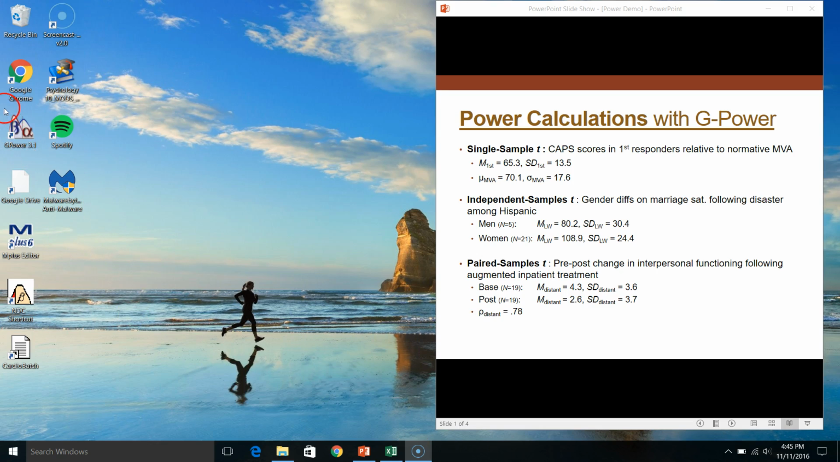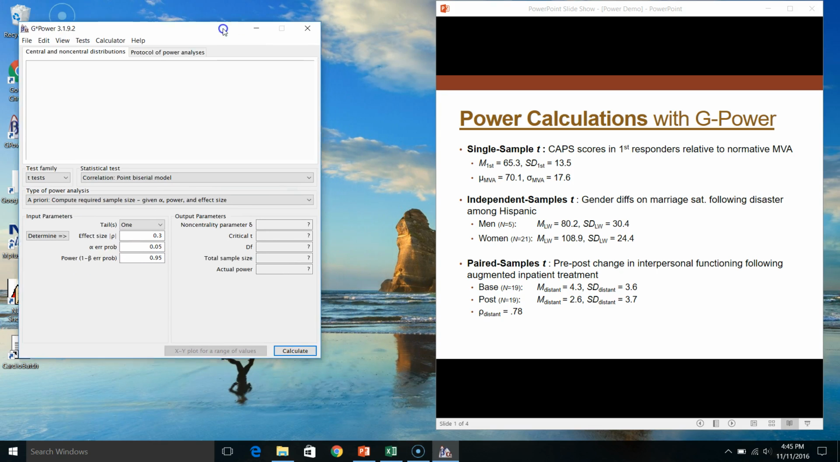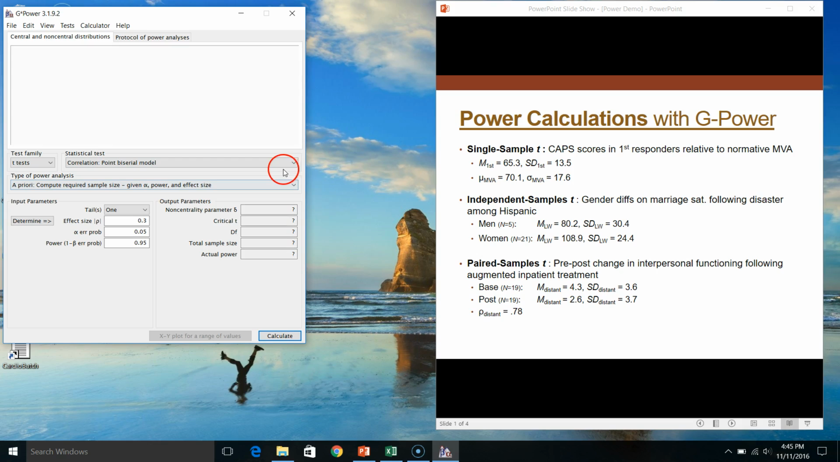So here is GPower. You'll want to download this, have this going on your own computer so you can run through this stuff. Open up the program, and this is the format you're going to see when you first open it up. Now, as we're going through, we're looking at calculating power for various different types of t-tests. So when you're setting up GPower, first thing you need to do is make sure that you're on the right test. For us, test family, we're going to be looking at t-tests. So again, just make sure that you go down through and click t-tests.